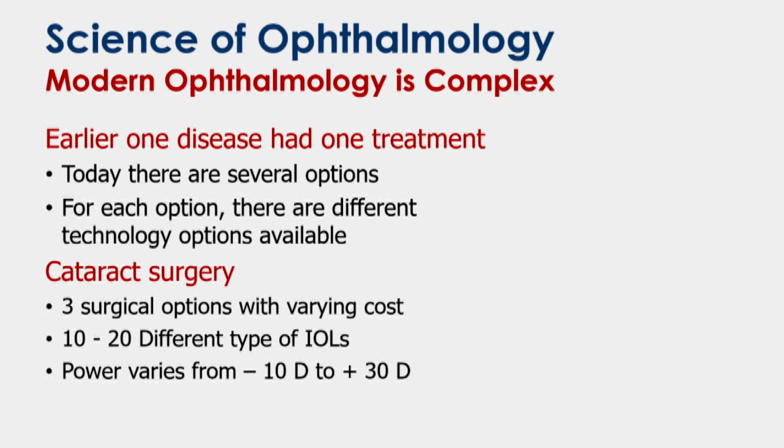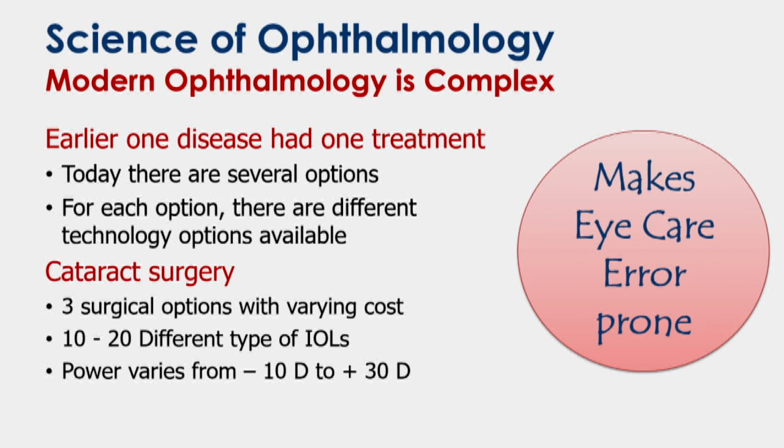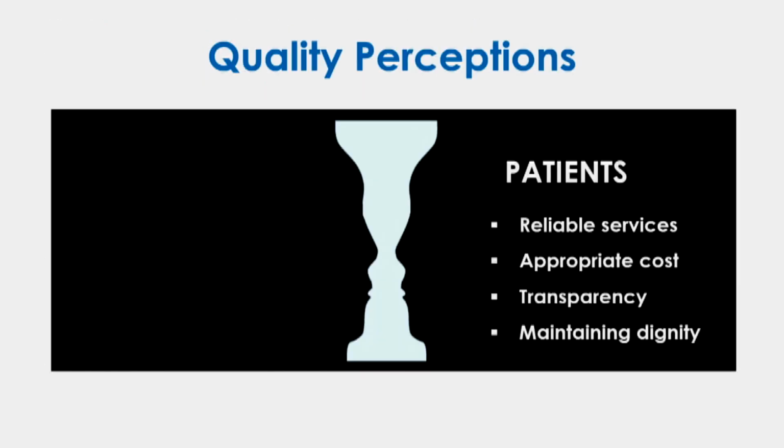Unless you are familiar with that particular equipment, you are likely to make mistakes. And you have multiple intraocular lenses, with powers ranging from -10 to +40. All that becomes very complex and also makes it very error prone. If you ask patients what their expectation is, they look for reliable services, appropriate cost, transparency, and they expect to be treated really well during the whole treatment process.